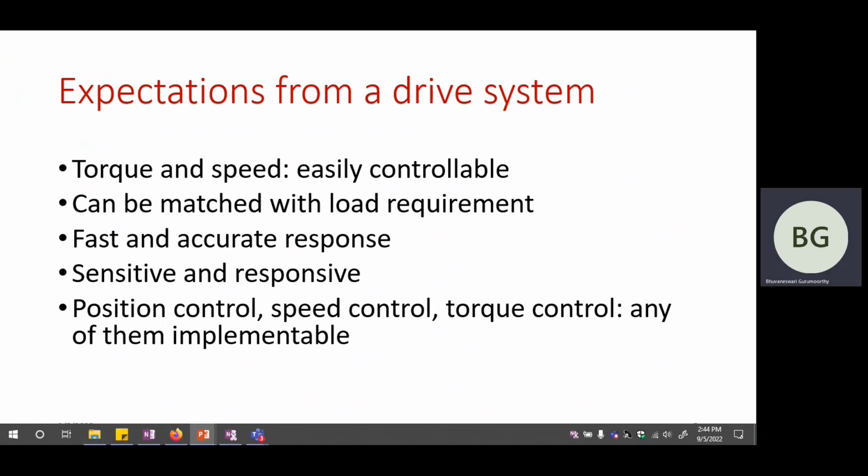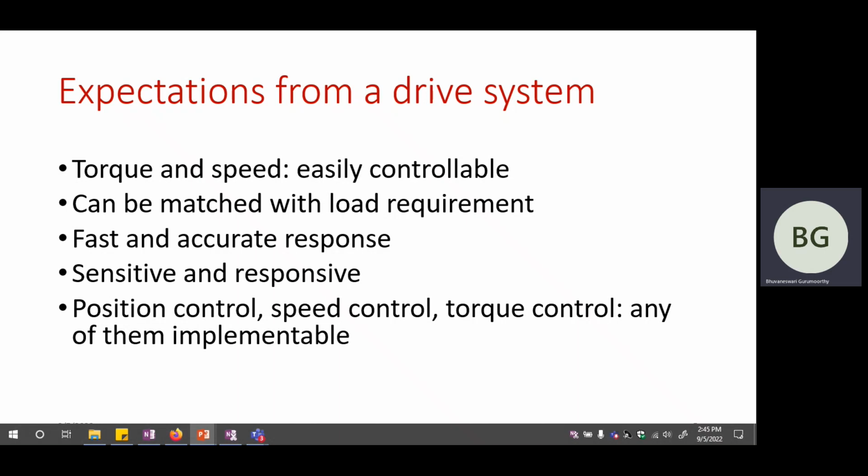So in those cases also, position control is extremely important. Pick and place robots, or a lathe kind of mechanism where you are going to do thread cutting, or taper turning. In all those things, position control becomes important. So not only speed control and torque control, but even position control becomes extremely important, and all of them should be implementable with the help of a drive system.